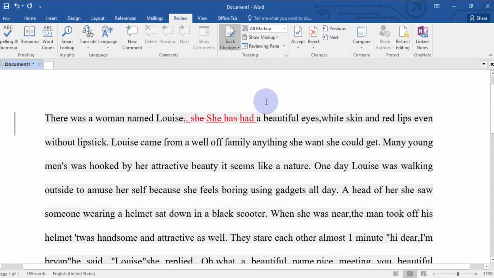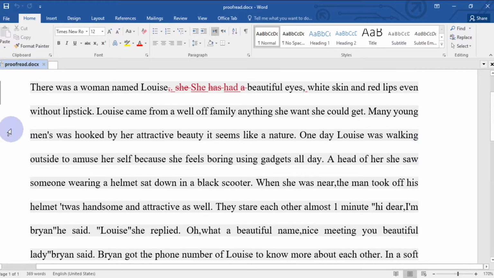So let's just drop the indefinite article, because here we are describing somebody's eyes in general, so we can just use no articles. So far, we read again. There was a woman called Louise. She had beautiful eyes, white skin, and red lips, even without lipstick. There's one more thing to change in this sentence, which is right here. There should be a space after the comma, like this.